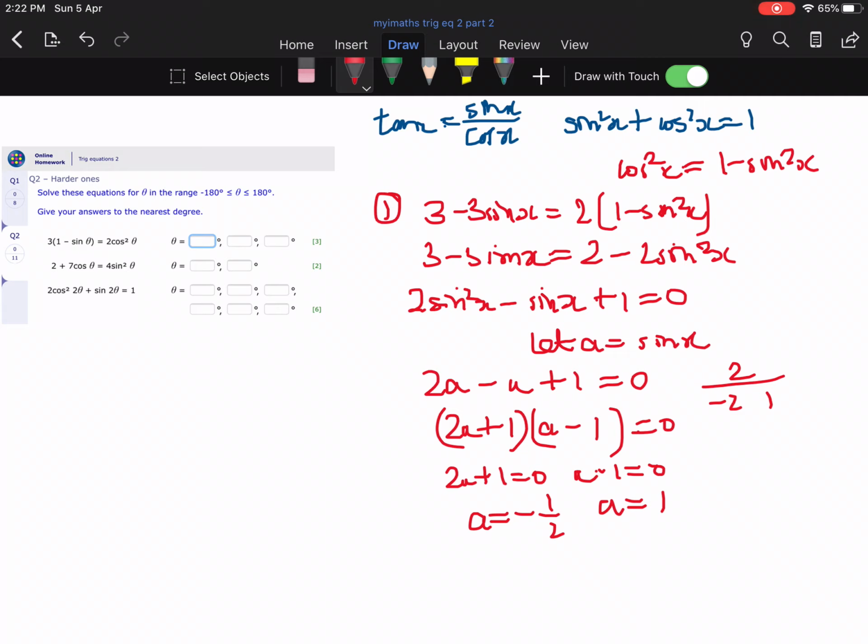So remember what I labelled a is equal to sine x, so I've got to change back. So I've got to say that sine x equals negative a half, and sine x equals 1.